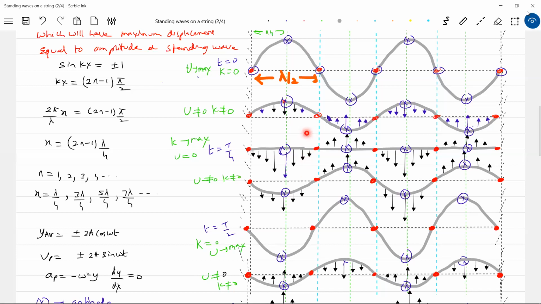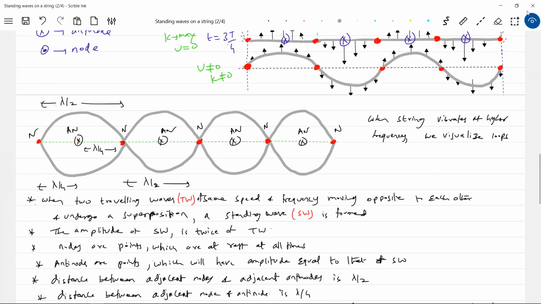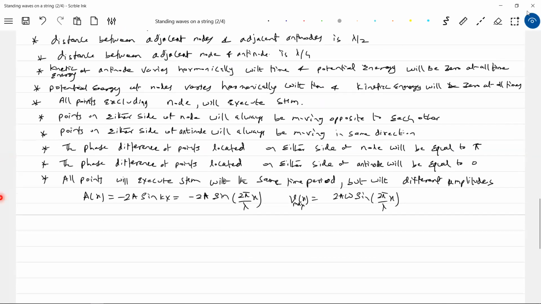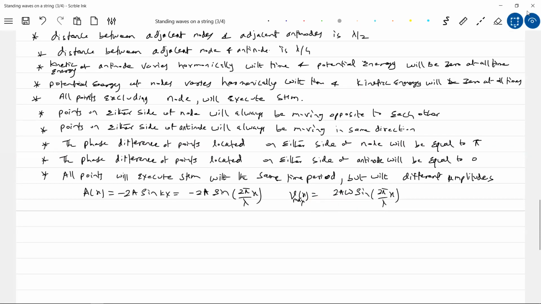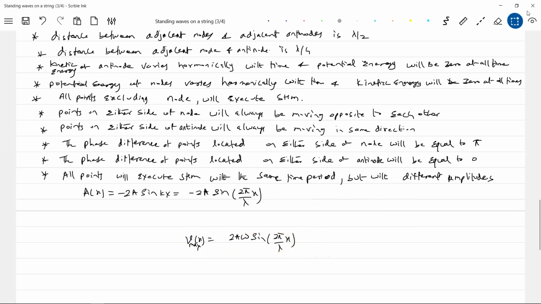When it executes SHM, its speed should vary with time. When it is at the mean position, the point will have maximum speed. That maximum speed of any point is given by this formula, not only of the antinode, but of any point. I think we'll make it a separate point. They will ask you this also, so you have to be careful.